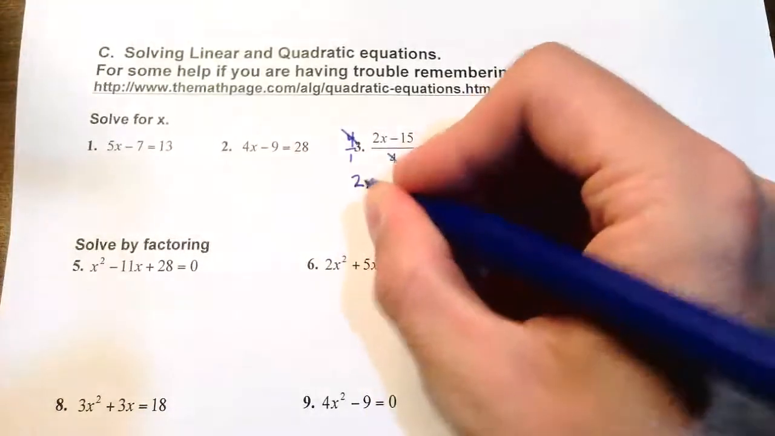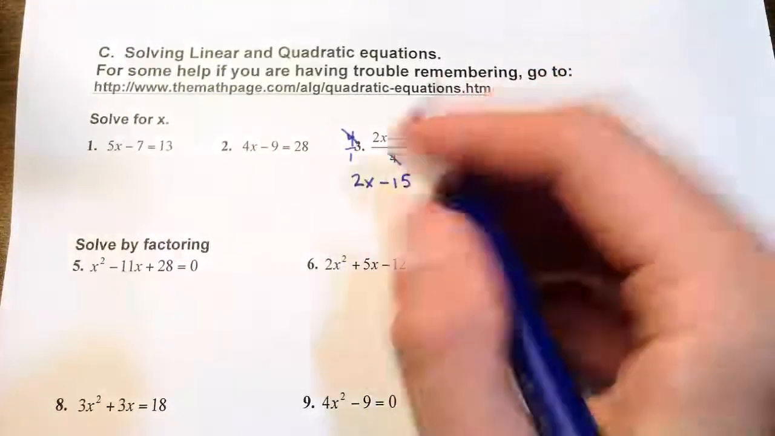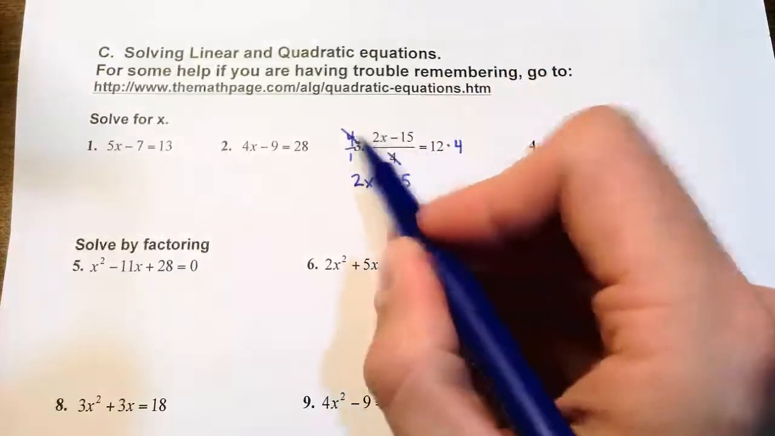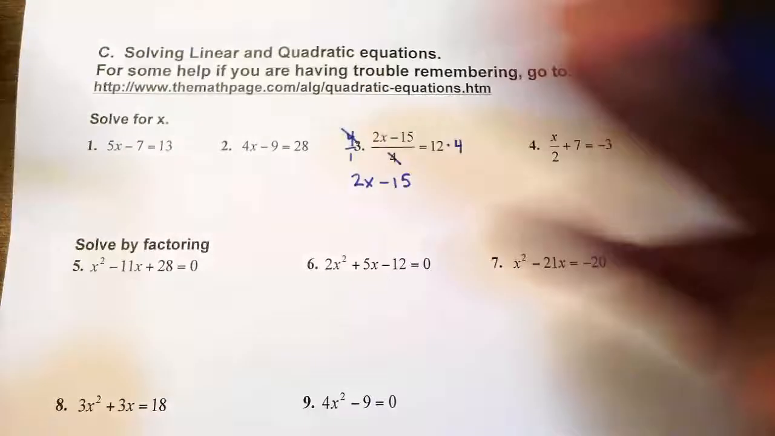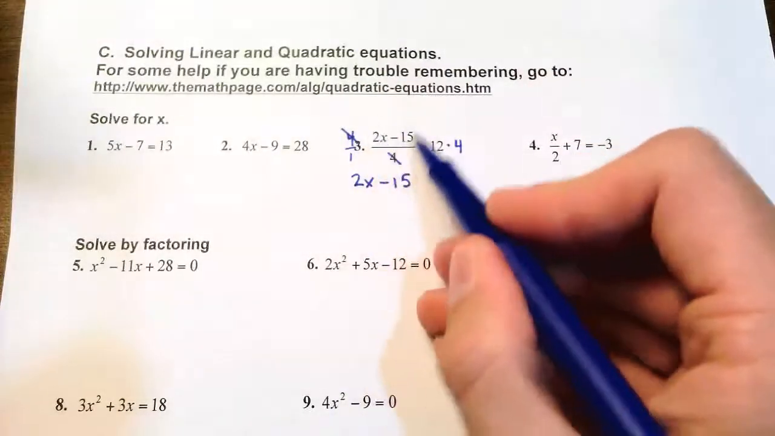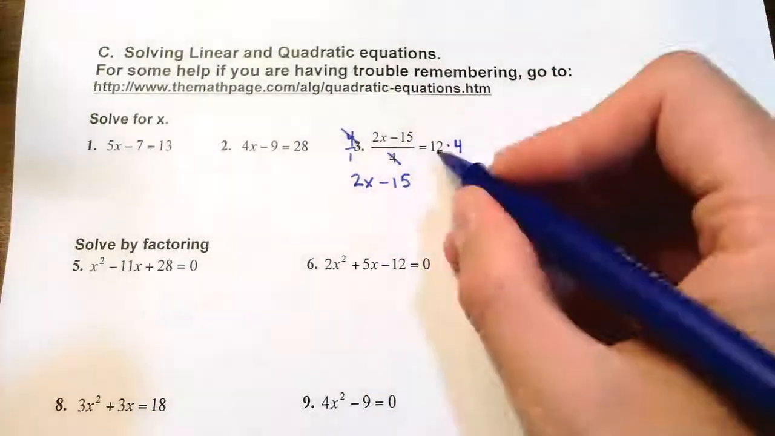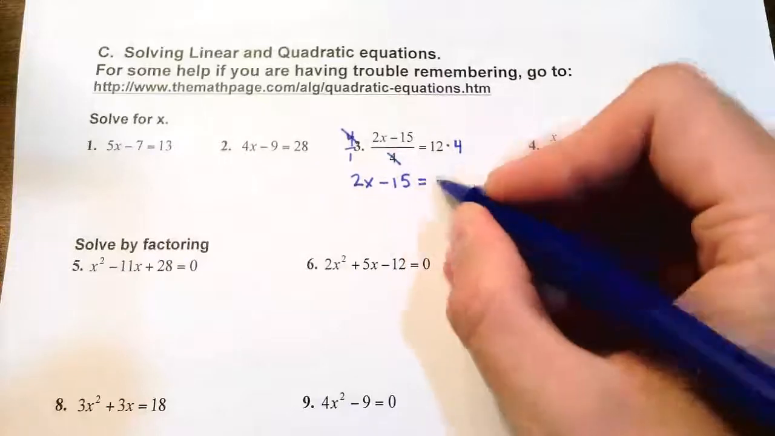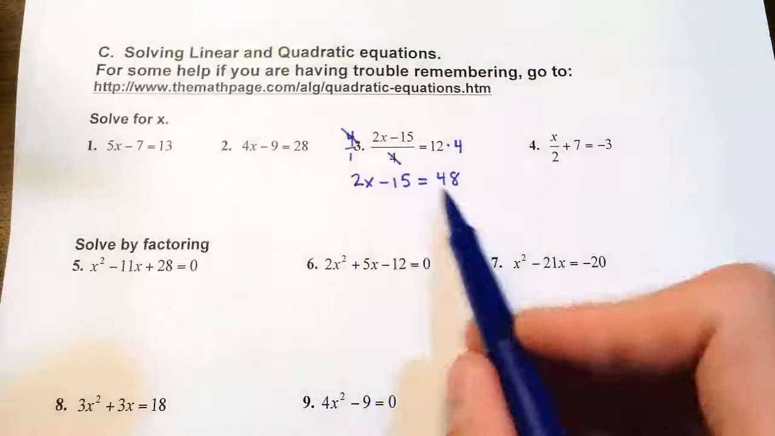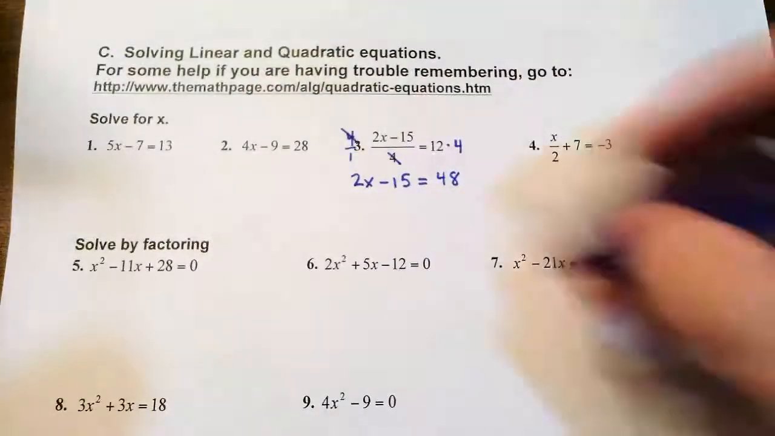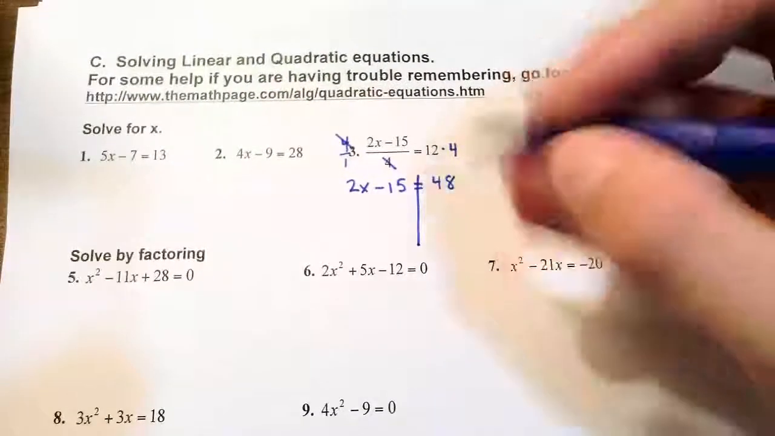We have 2x minus 15. Notice I'm not multiplying this by 4 because that multiplication by 4 actually canceled out, so there's no change to this top here. And then on the right side, we get 48. Now we're left with a pretty simple two-step equation. Looks a lot like these other two problems. So we'll just go ahead and finish that off.